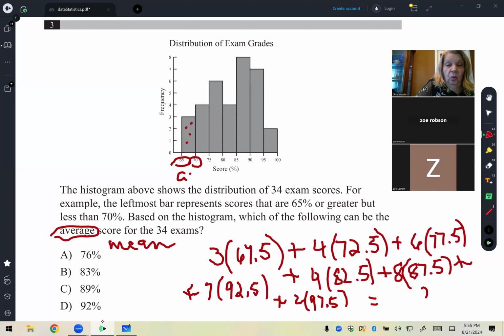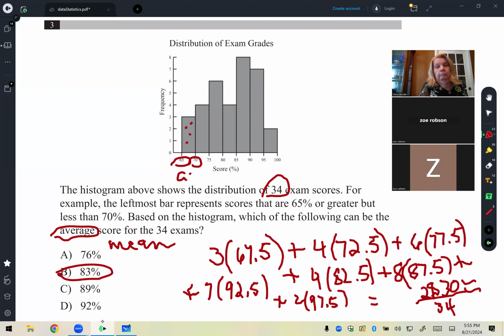So when I add that all up, I got 2830. And we're going to divide. They tell us, always look in the problem. Usually they tell you, sometimes divided by the total, which is approximately 83. So what I was really trying to get at was that you were going to be getting the average of these numbers. So is that good, Zoe Latham? Yeah. And Zoe Robson? Yeah.